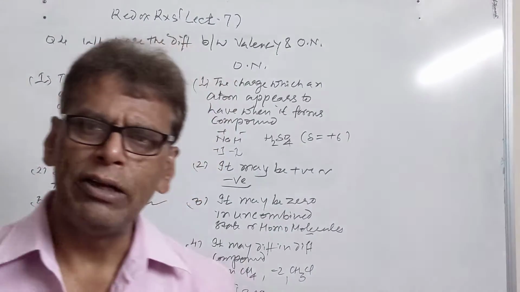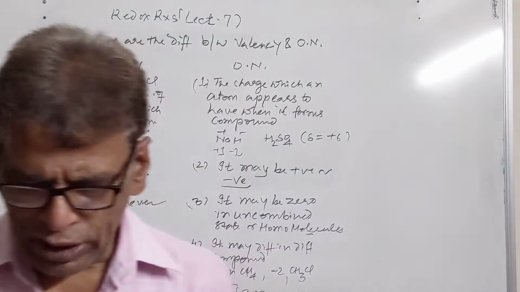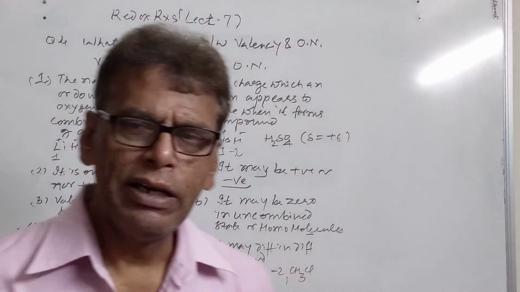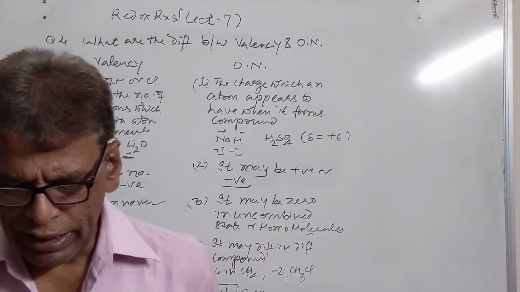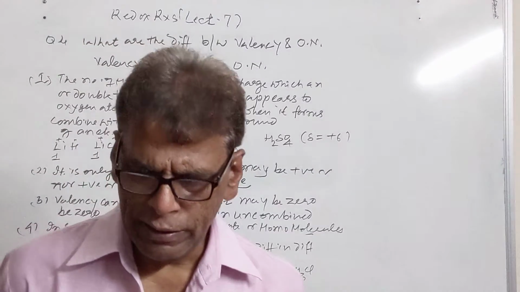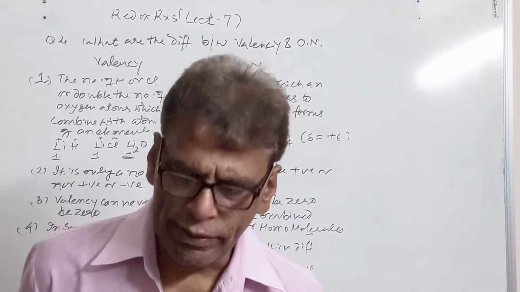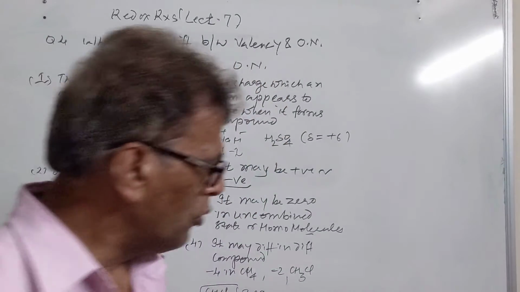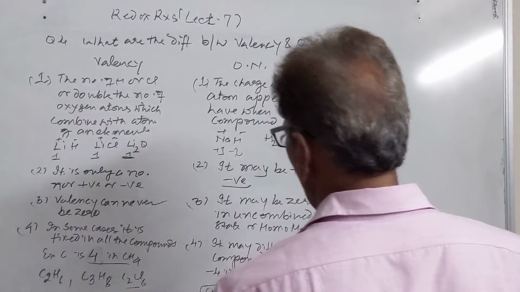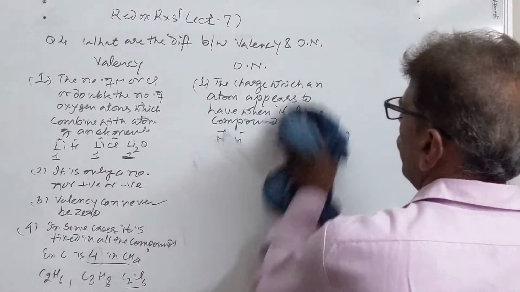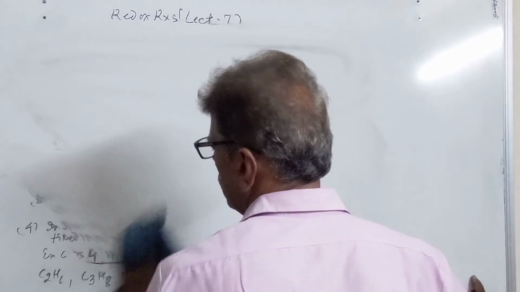For example, nitrogen forms 5 types of oxides. In all those compounds, nitrogen has different valencies. In NO, it is in plus 2 state, in NO2 plus 4 state. In N2O3, it is present in plus 3 state. In N2O4, it is in plus 4 state. In N2O5, it is in plus 5 state. So this is regarding the difference between valency and oxidation number.